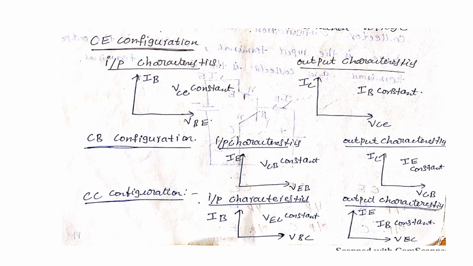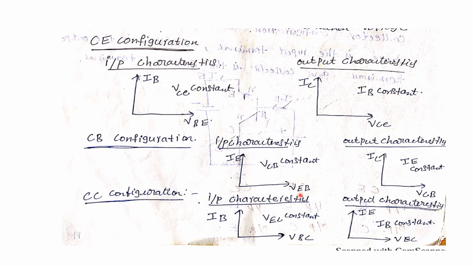For the configurations, we must know the x-axis and y-axis of the characteristics, input and output. In common emitter configuration, input is the base, output is collector. So in common emitter, input voltage is VBE, input current is IB, base current. The input characteristic is the graph drawn between input voltage and input current when output voltage is kept constant. The collector terminal is output, so VCE is constant. Output characteristics: output voltage to output current, IC versus VCE, when input current IB is kept constant.